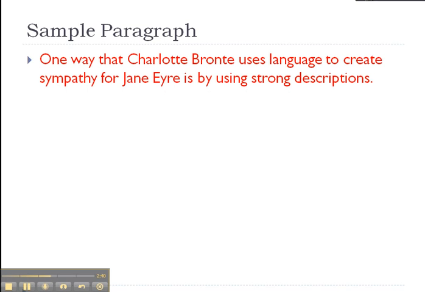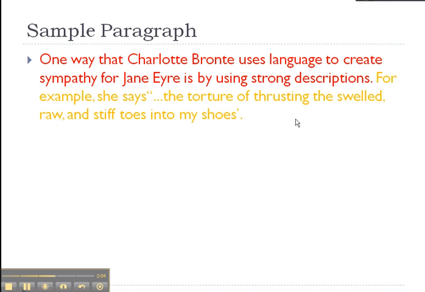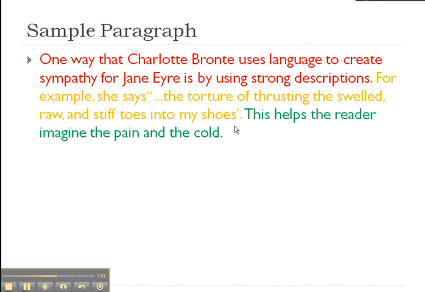Now what you've got there is a point, because remember the question is how does she use language to create sympathy? So your point is clearly answering that, isn't it? Look, she uses language to create sympathy by doing this thing, by using strong descriptions. Then you've got an example, which is an example of a strong description, so that's quite good. And then you've got some explanation. This helps the reader imagine the pain and the cold. So there you've got a paragraph, as you've probably worked out in the lesson, that's a skilled paragraph because it doesn't really go into a lot of detail in the explanation.